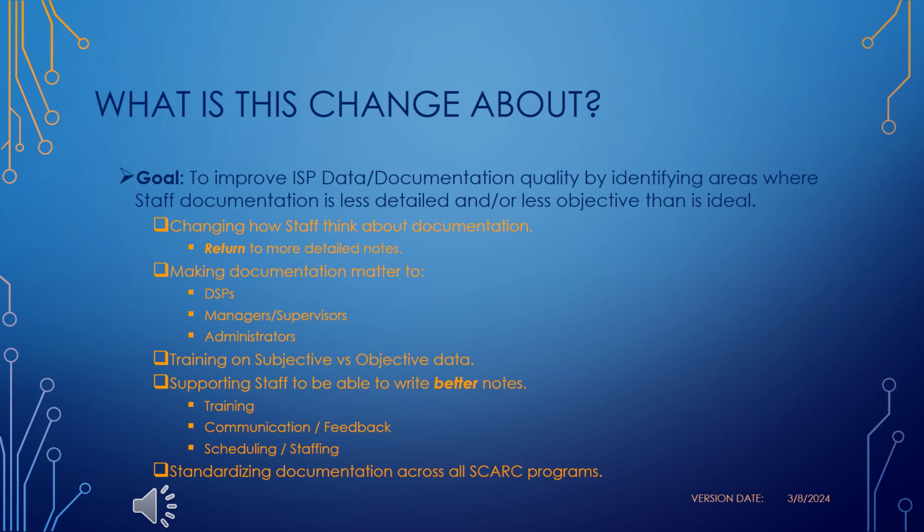We'll also talk about different types of information by discussing the differences between subjective and objective information and data, and how the language we use and the kind of information documented affects the usefulness and the level of detail of the information in our system. We'll talk about the importance of supporting staff to be able to actually implement these guidelines to write better notes and improve our overall documentation.